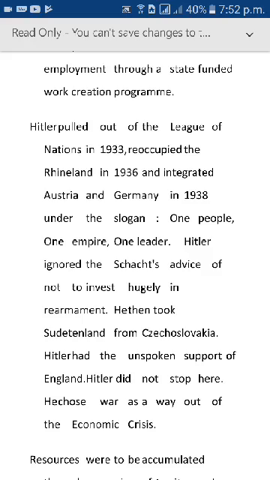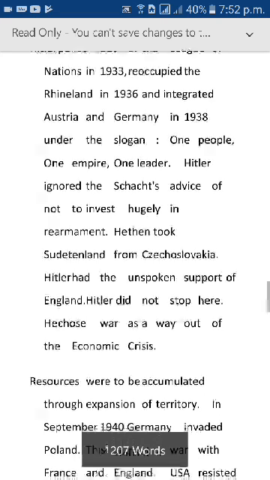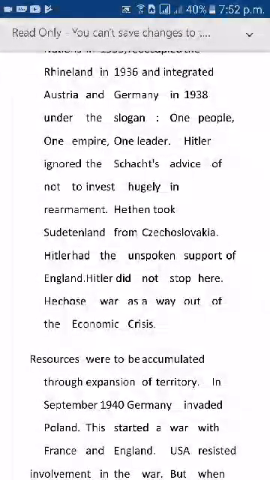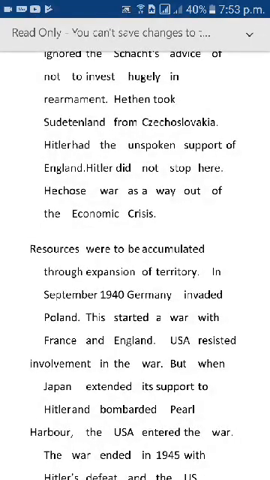One Leader." Hitler ignored Schacht's advice not to invest hugely in rearmament. Then he took the Sudetenland from Czechoslovakia. Hitler had the unspoken support of England.